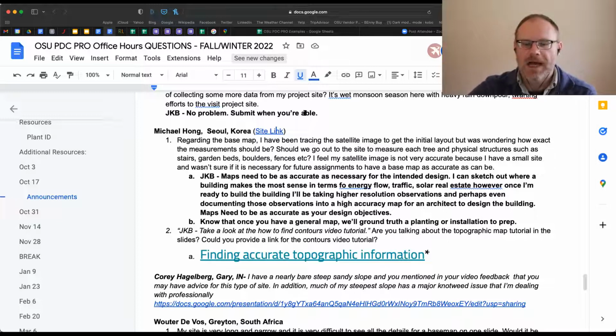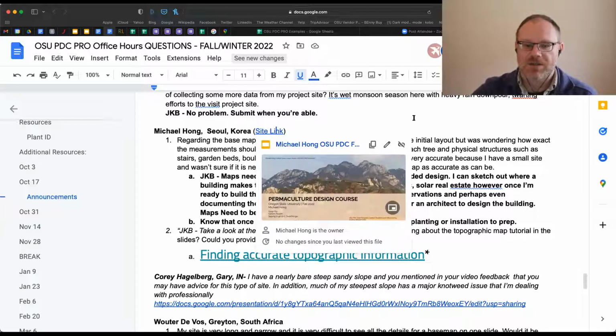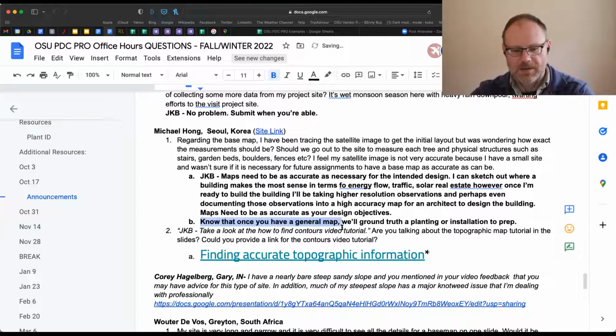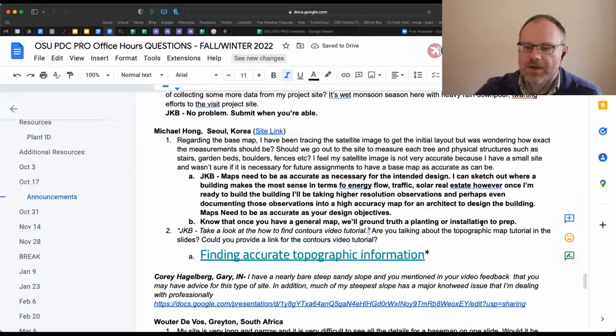So generally, maps need to be as specific as the site and the objectives that we're trying to make them for. If we are working at scale, whether 5, 10, 100, 1,000, or 200 acres, we always have to scale to a certain level within that. Know that once you have a general map, we'll ground truth the planting or installation prep.